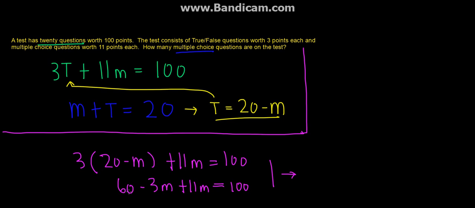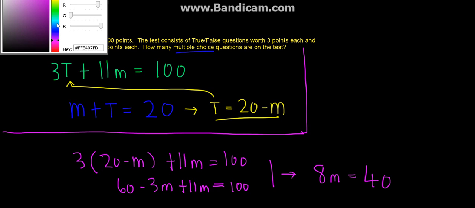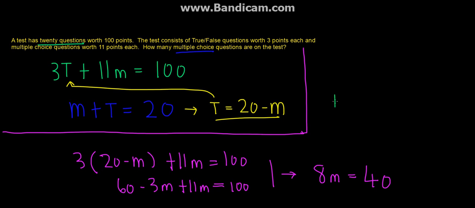If we move 60 over here, so minus 60 on both sides, then negative 3m plus 11m is going to be 8m, equals, and then 100 minus 60 is 40. And then if we divide by 8 on both sides, we get that m equals 5. So our answer is that there are going to be 5 multiple choice questions.